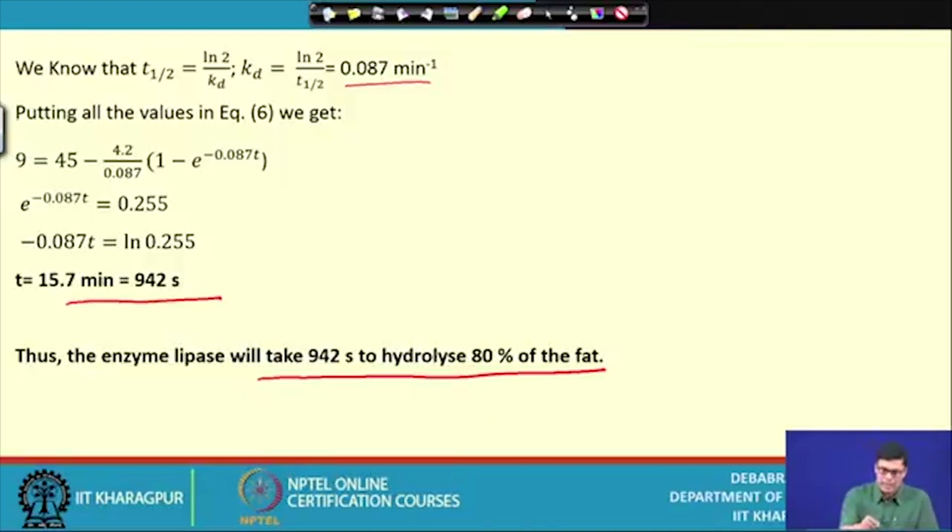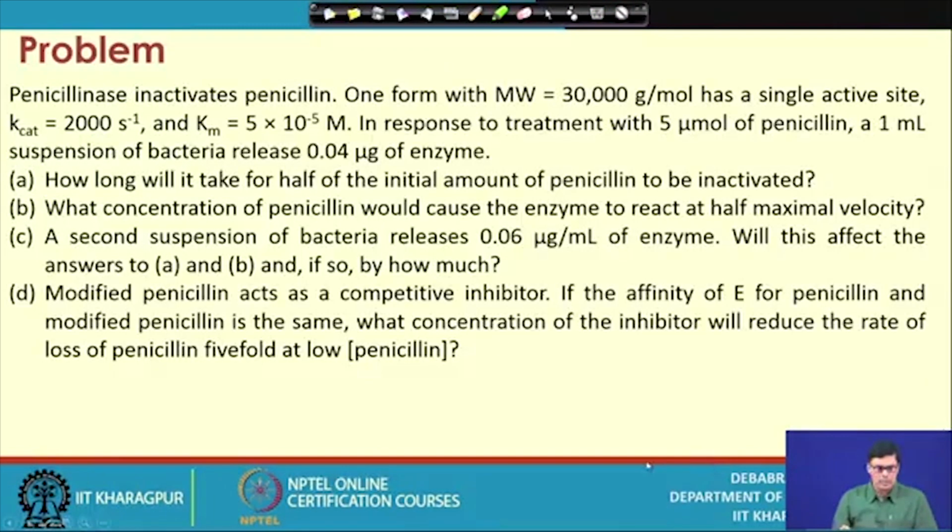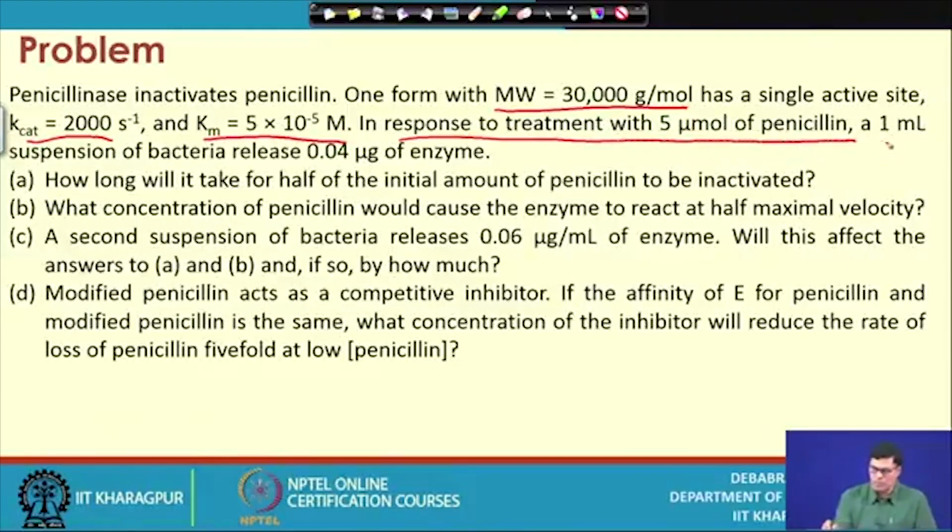Now another similar problem we have: penicillinase inactivates the penicillin, and one form, with a molecular weight of 30,000 gram per mole, has one active site, and the Km value is given. In response to the treatment of 5 millimolar penicillin, 1 milliliter suspension of the bacteria releases about 0.04 microgram of enzyme.